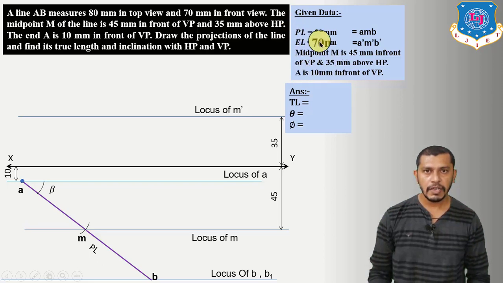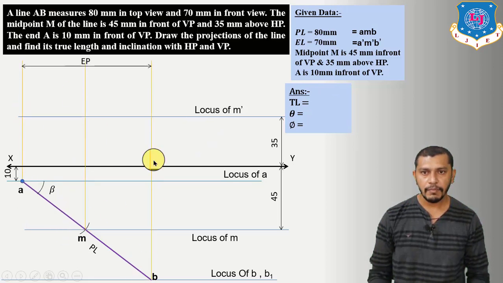Now the remaining data is elevation length. So we will try to find out the elevation length. If you want to find out the elevation length, we have to find out A dash, M dash and B dash. So for that, first of all, draw the projectors from A and B. So these are the end projectors of the line. This is the projector of A, on which we will get A dash. This is the projector of M, on which we will get the M dash, which is the elevation of the midpoint, and this is the projector of B, on which we will get the B dash.